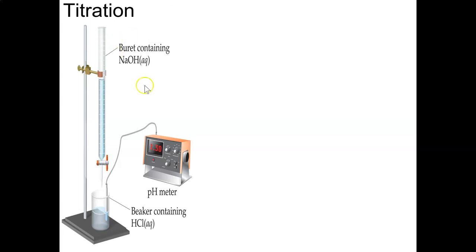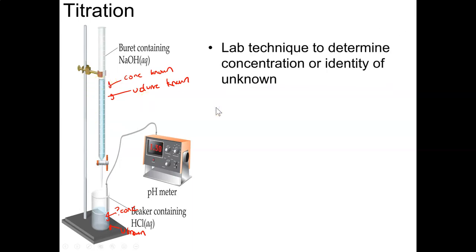So the idea here is that you have an unknown chemical in here. We don't know the concentration of it, but the volume is known. Here we have the concentration known. And we know the volume we're going to be adding because we're in charge of adding the chemical. We're going to keep on adding it until you get to what's called a neutralization point. Now, the pH meter can help guide you into that, or you could use an indicator. It's pretty much up to you.